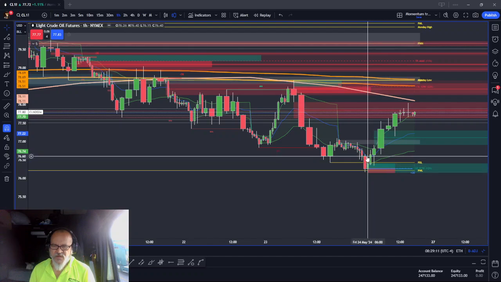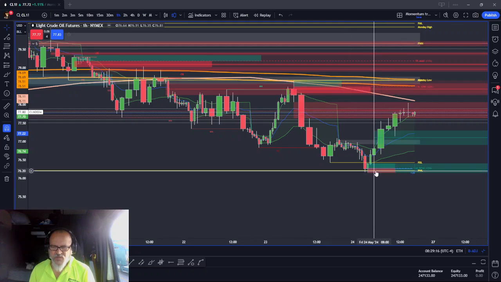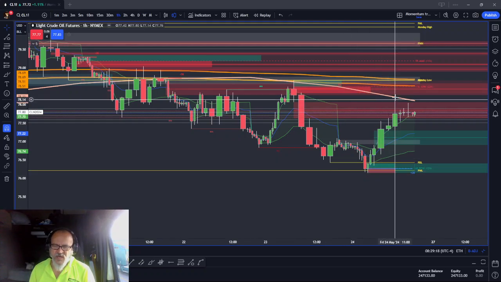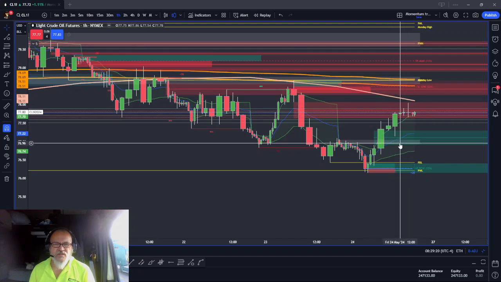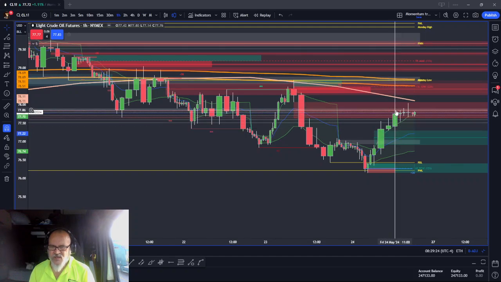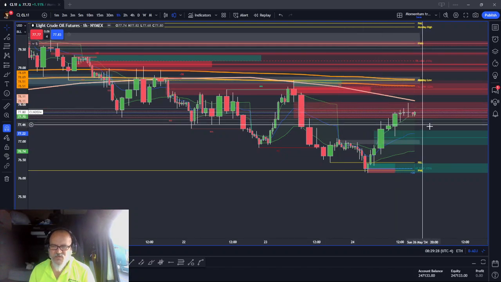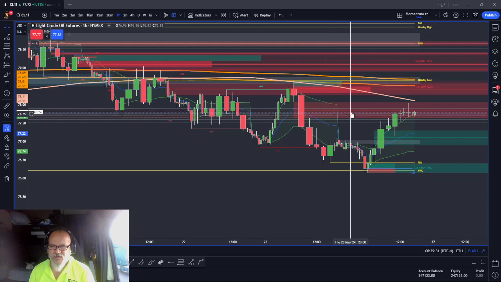That was a definite displacement out of sweeping the previous week's low. We got displacement out of it on the 1 hour. We made our fair value gap. We hit it. We came back up. Now we're inside this fair value gap. So we're going to have to see what happens here.